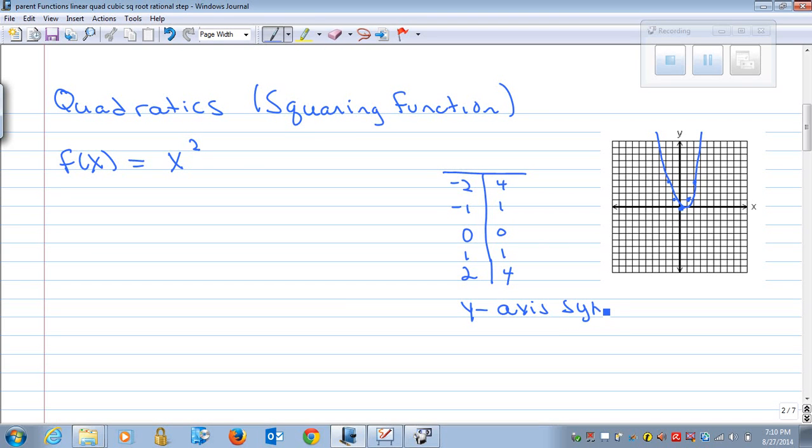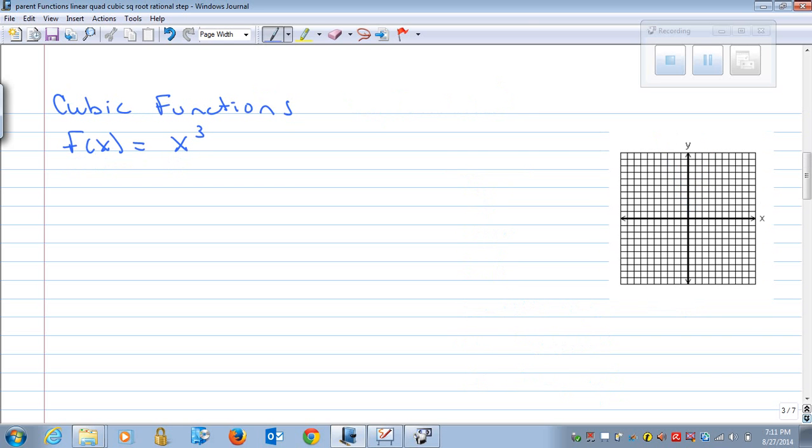Because it has y-axis symmetry, it is an even function. We also know that the domain would be all real numbers, or negative to positive infinity. And the range in this case would be from 0 to positive infinity. It's equal at 0, so you're going to use a hard bracket to positive infinity. And there's our quadratics. Let's move on to cubics.